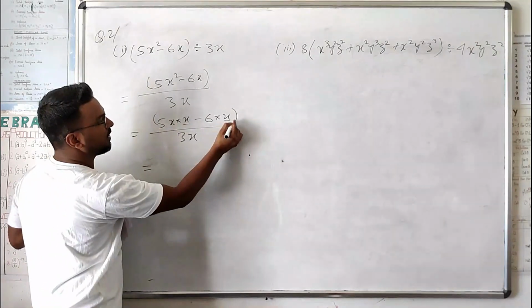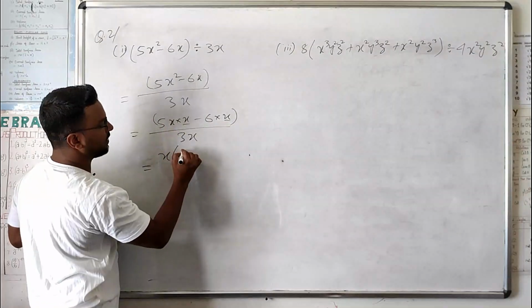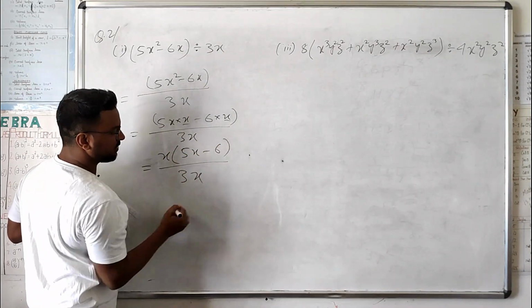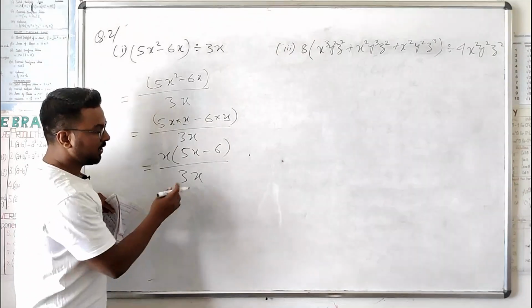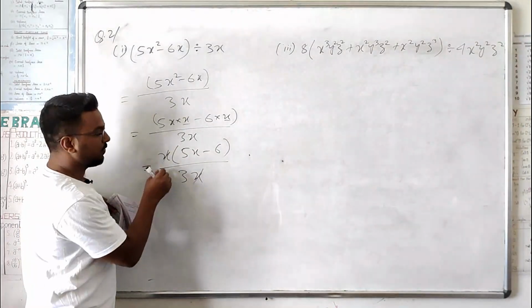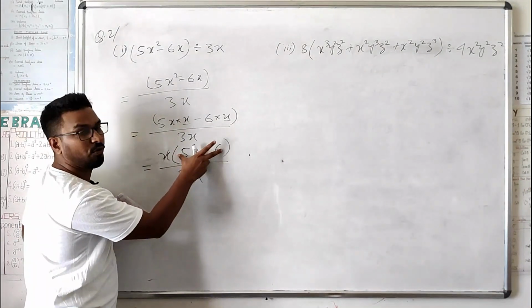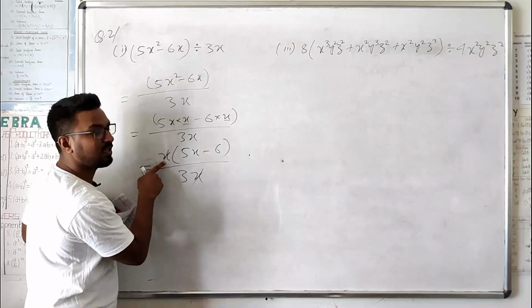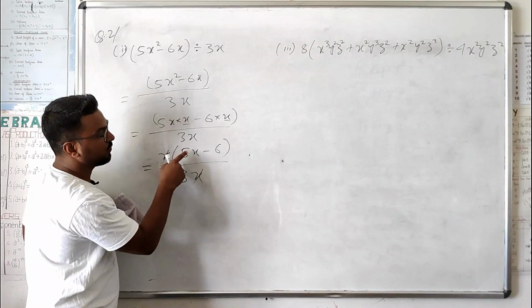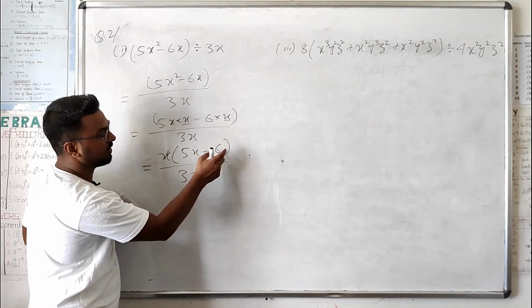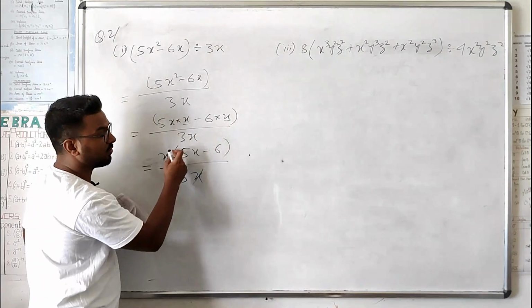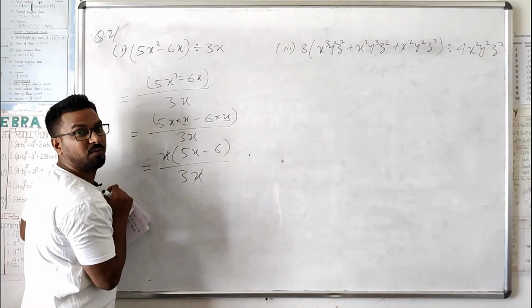So what is common? X is common. Take it out. What will be left here? 5x and here 6, and divide by 3x. Now x you can cancel. Here you can cancel, because here x is multiplying with this polynomial. So we'll count this one as one term and this is the another term. So x into 5x minus 6. You can cancel this one, but you cannot cancel this and this. Fine, this is all together one term.